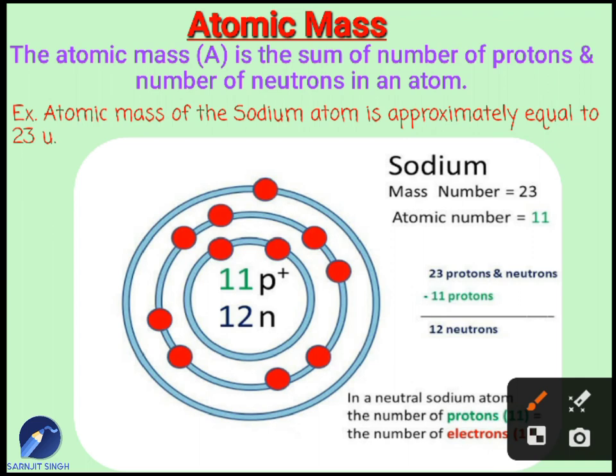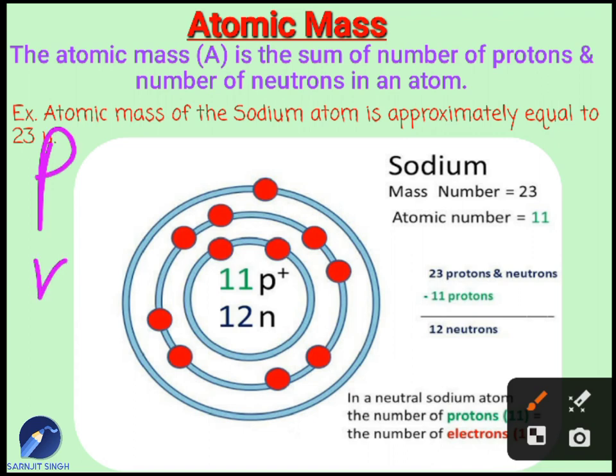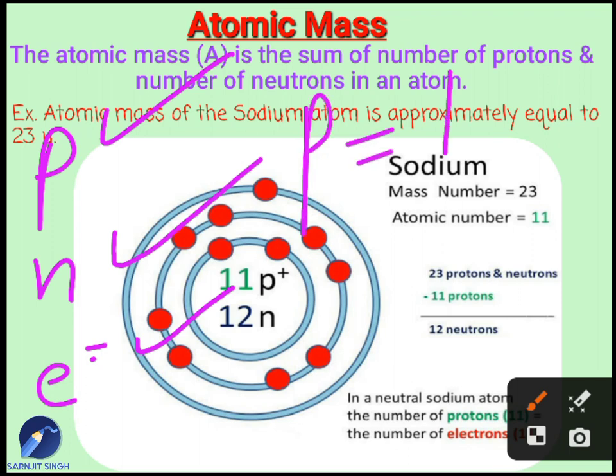First, we know that protons are there, then neutrons and electrons. So atomic mass means the mass of the atom. That means we count how many protons, how many neutrons and how many electrons there are, and then we add them to get the atomic mass. The mass of one proton is 1 AMU. AMU means atomic mass unit. So the mass of a proton is 1 AMU.